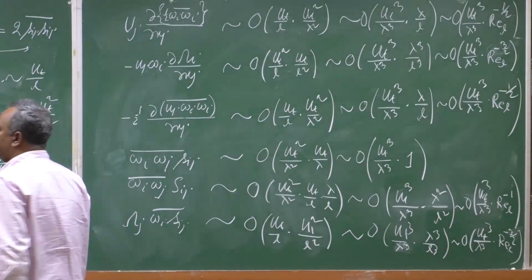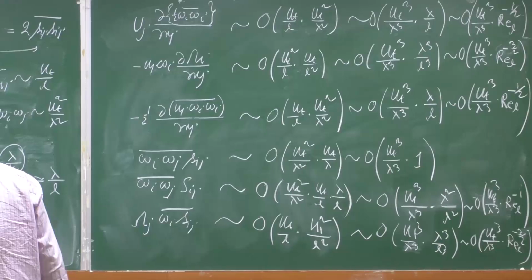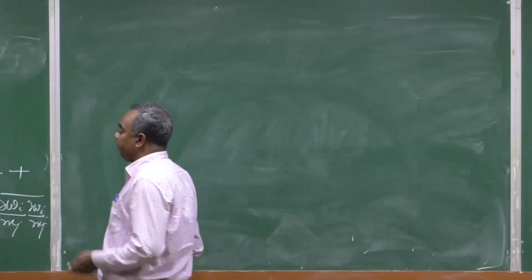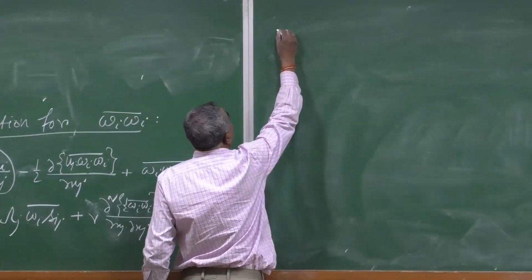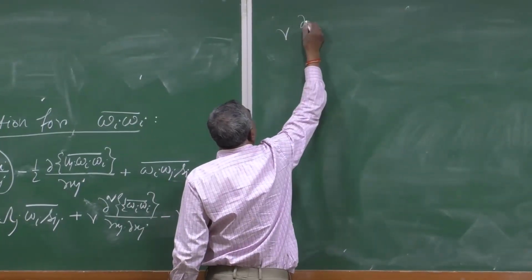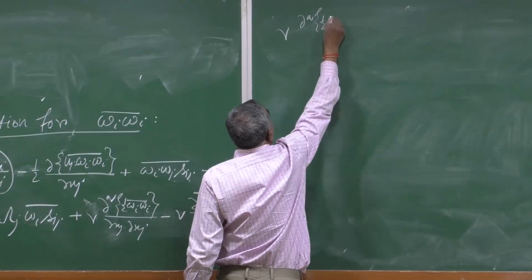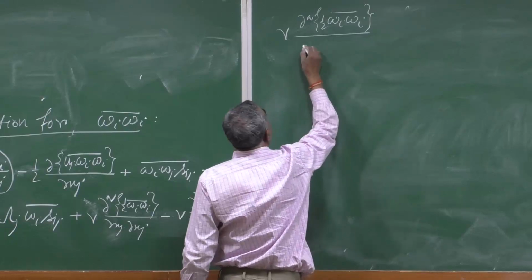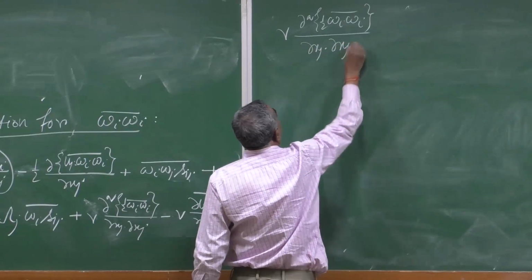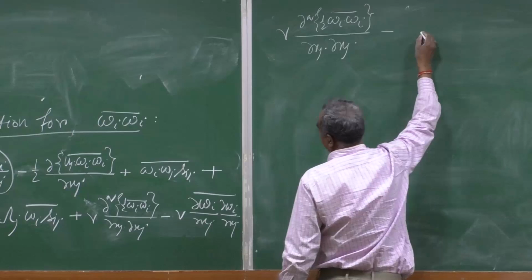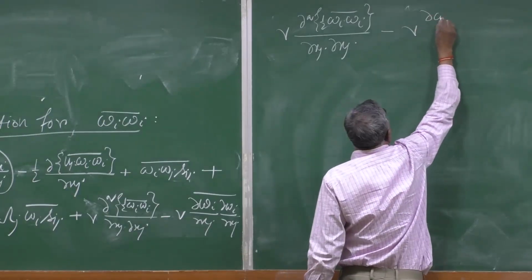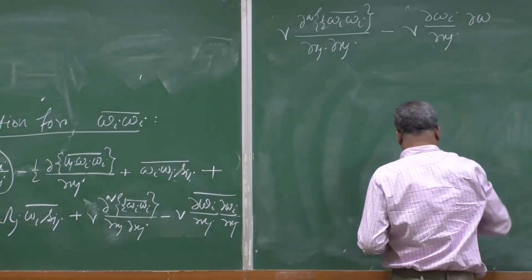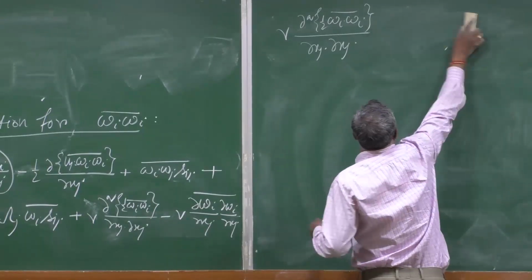Now, we are left with only the last two viscous terms. So, if we write the last two viscous terms, we are left with the order of magnitude of this term, del 2 half omega_i bar del x_j, minus nu del omega_i del x_j. Sorry, we are supposed to find, I am sorry.